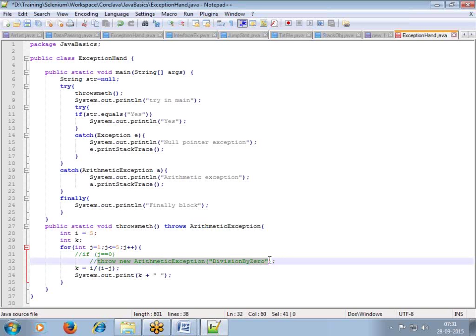We have written this throw statement. Understand? To see how to use the throw statement. For that purpose only we define this statement. Otherwise it is not required. These two lines are not required.